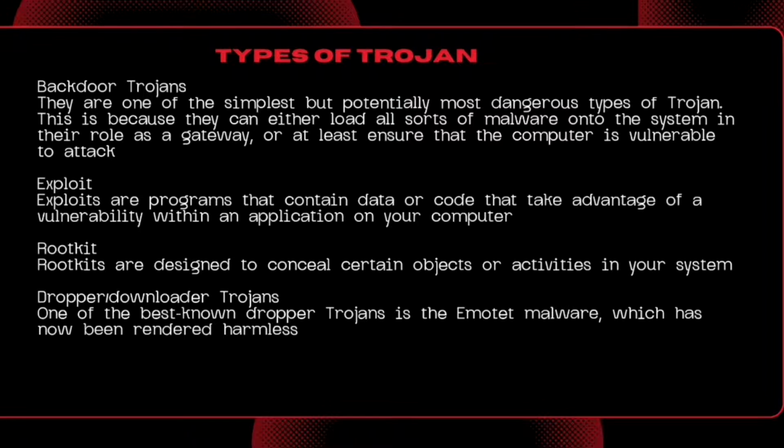Next are the types of Trojan. The first one is backdoor Trojans. Backdoor Trojans are one of the simplest but potentially most dangerous types of Trojan. This is because they can either load all sorts of malware onto the system in their role as a gateway, or at least ensure that the computer is vulnerable to attack. The second one is exploits. Exploits are programs that contain data or code that take advantage of a vulnerability within an application on the computer.